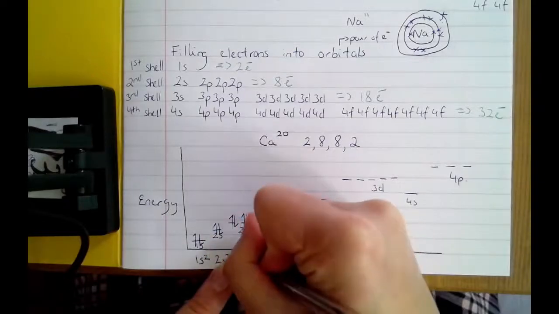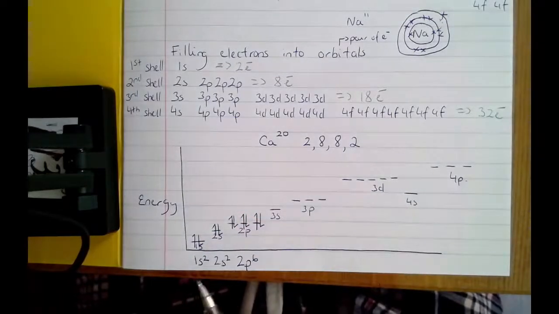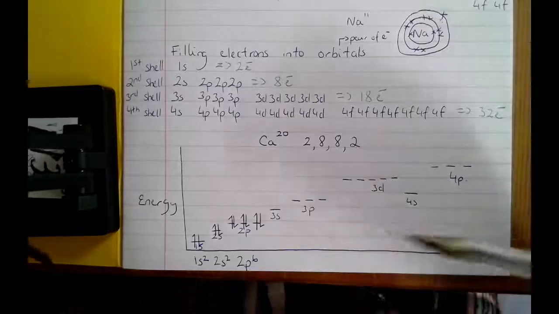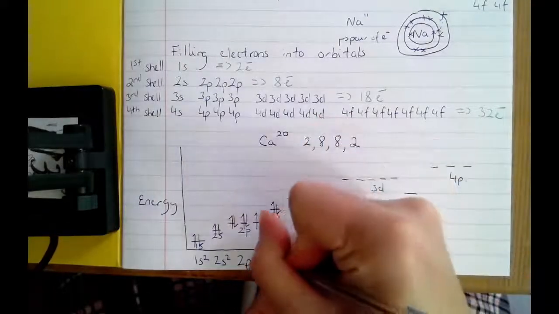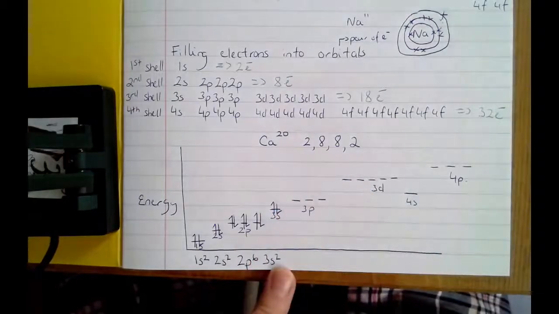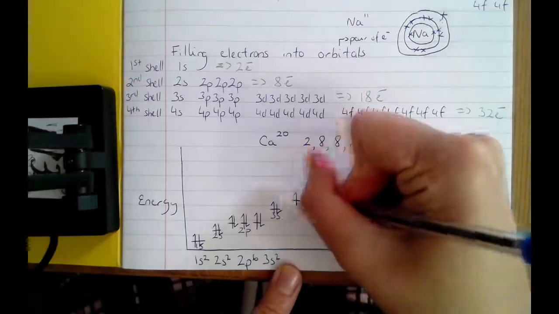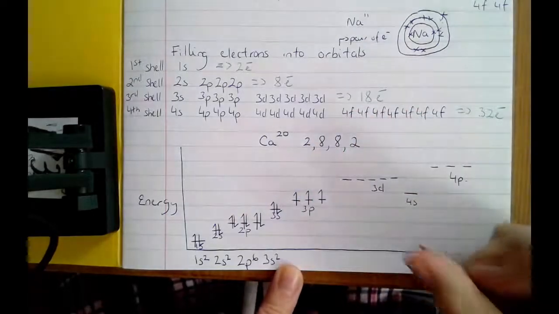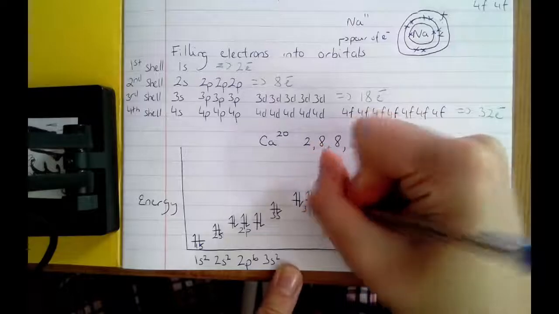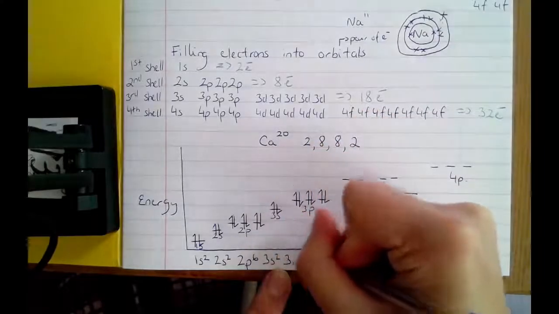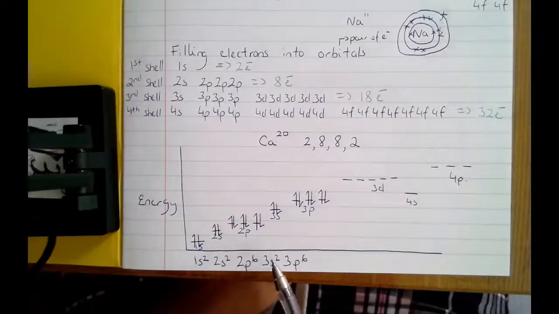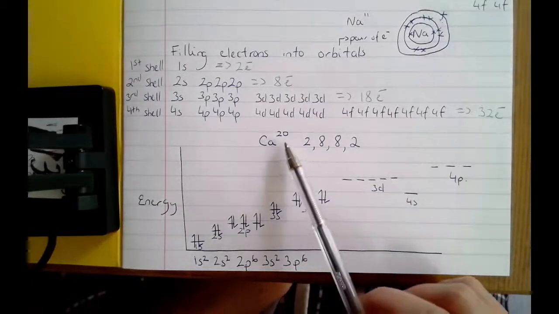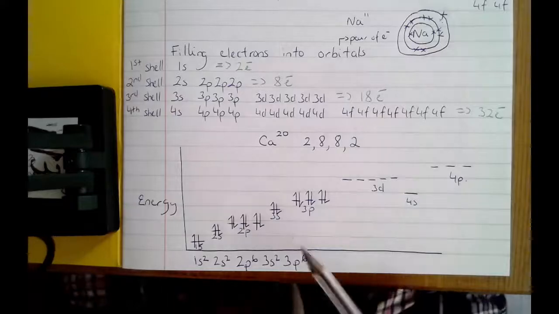So now I've got my 2p6. So far I've assigned 2, 4, 10 electrons. I've got 20. Then I move into my 3s and I fill up my 3s before moving on to my 3p. And once again with my 3p, I fill singly 1, 2, 3 before going back to fill in pairs 4, 5, 6. And that leaves me with my 3p6 totally full. So now I've assigned 2, 4, 10, 12, 18 electrons. I've only got 2 more electrons to go.